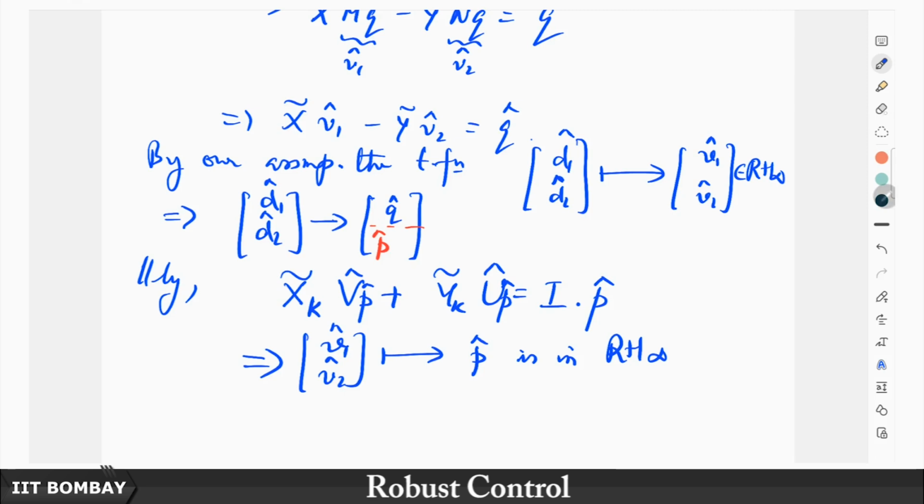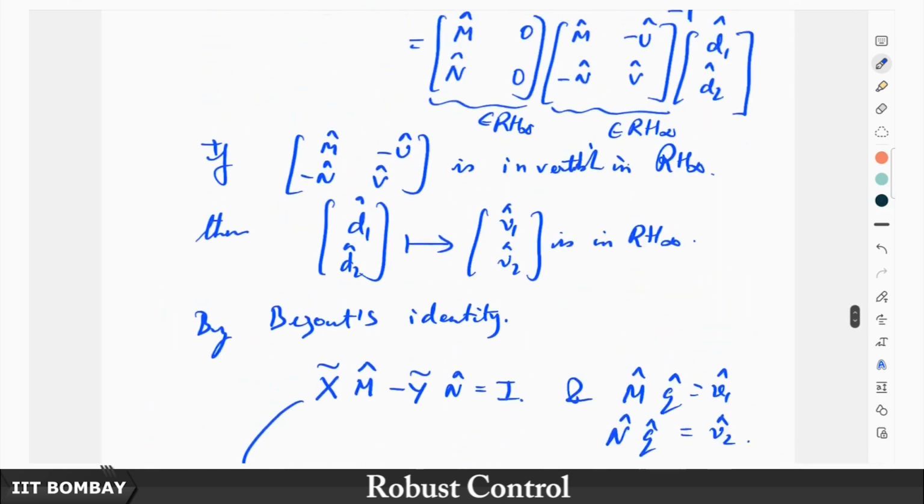So, I can now get rid of this in red ink and also correct the order in which I have written this, and write that the entire map from D1 hat, D2 hat all the way down to this vector of signals, P hat, Q hat, belongs to RH infinity, alright. So, that is an important result.